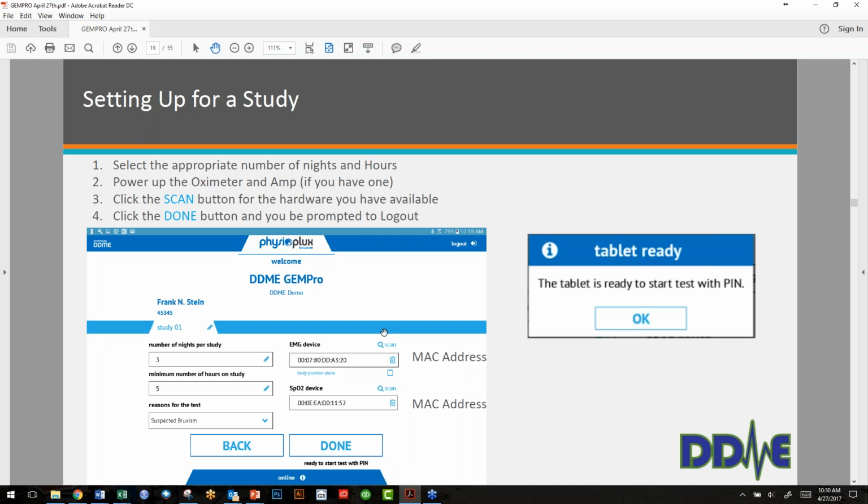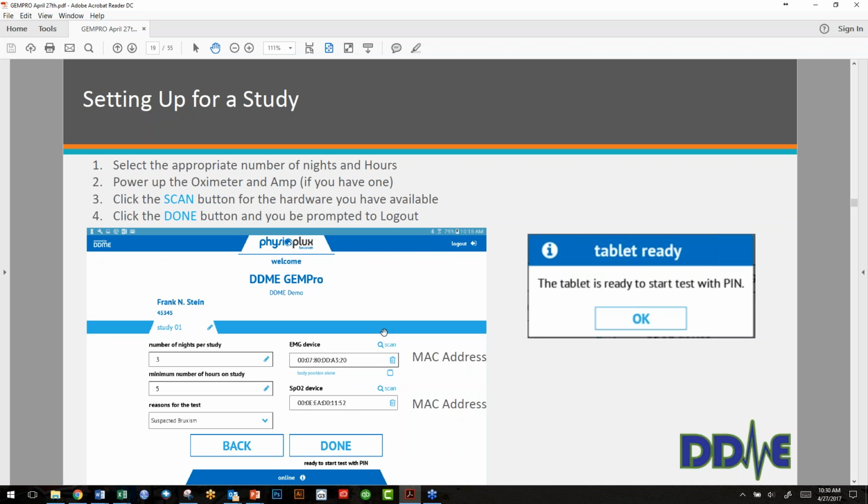This screen does two things for us. It gives us some test information. How many nights do you think? By default, it goes to 3, and the minimum number of hours should be 5. It's not required, but it's a good number. If you want to make it 6 to try to get your patients to sleep longer, that's not a bad idea. And then there's a drop-down list of reasons why you're doing the test.